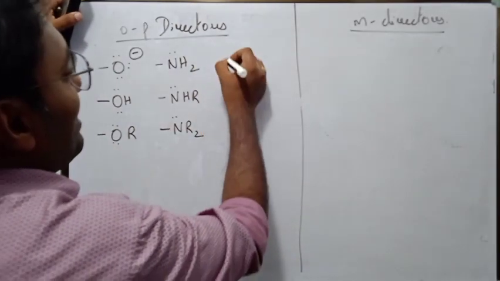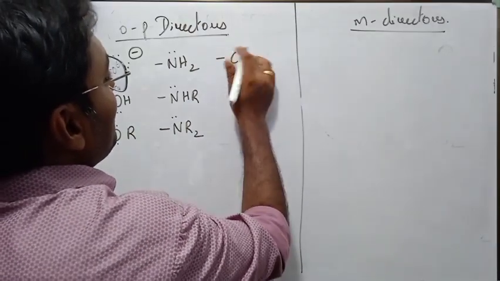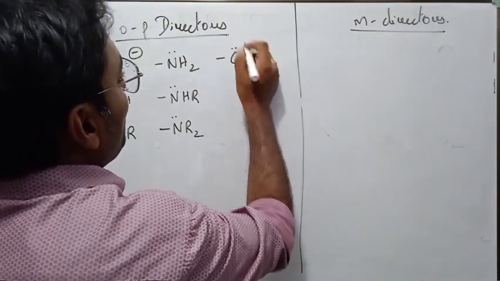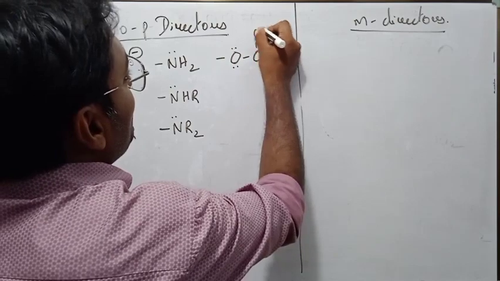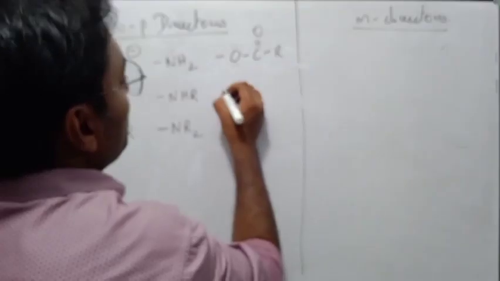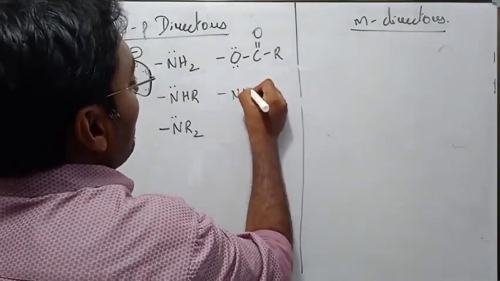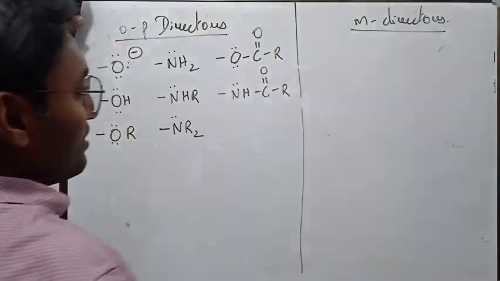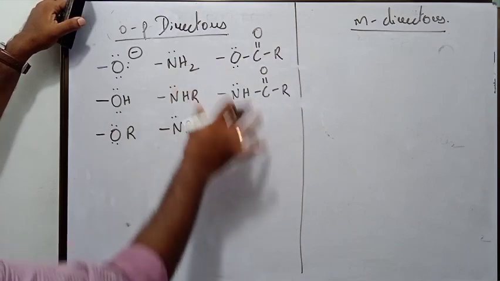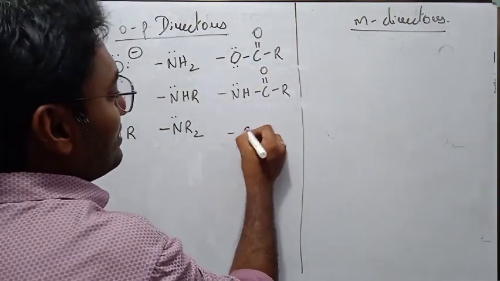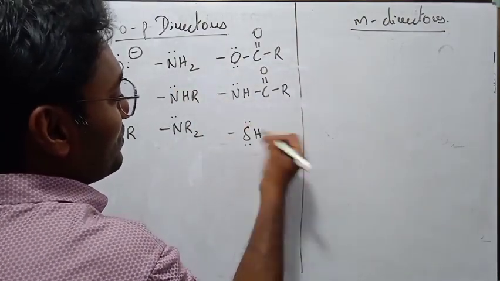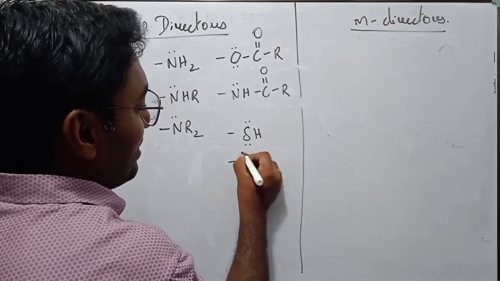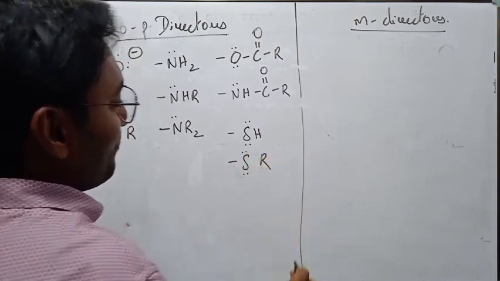Then we are having COO, COR, ester group. Then we are having the acid amide group. They are also having lone pairs. Correct? All these are having lone pairs, right? Look at this group, the thiol group. Lone pairs are there, right?